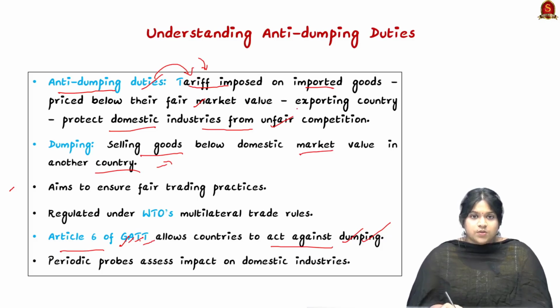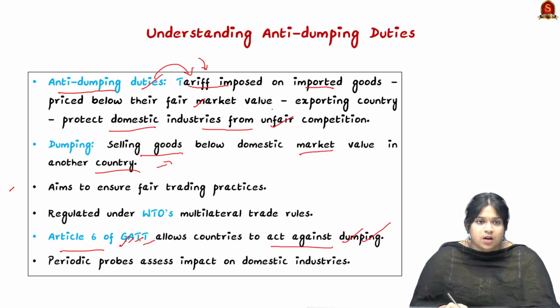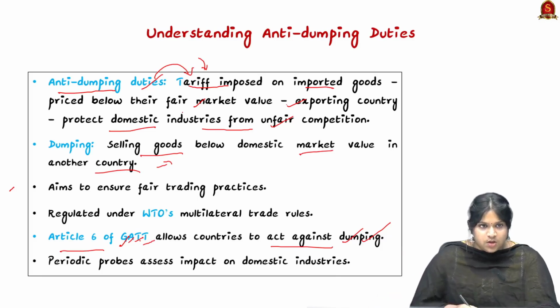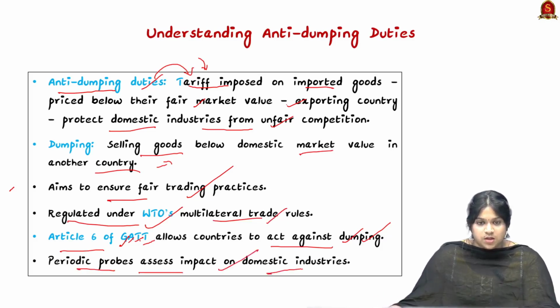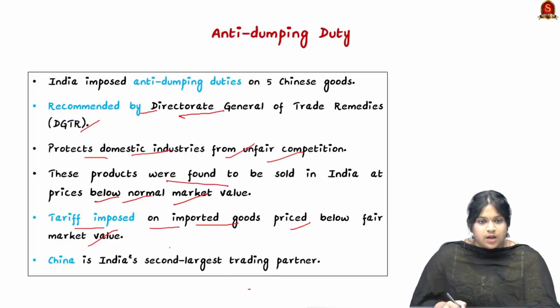Products which are sold at an unfair market value in the exporting countries are given anti-dumping duties. So it ensures fair trading practices. It is regulated under the World Trade Organization's multilateral trade rules, and there are periodic probes and assessments of the impact on these domestic industries. As a fact, we should also know that China is India's second largest trading partner.